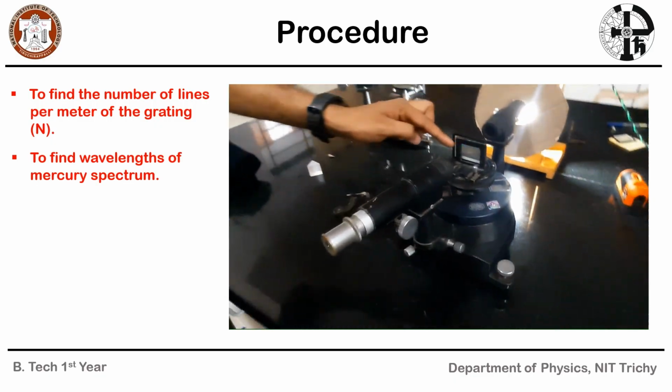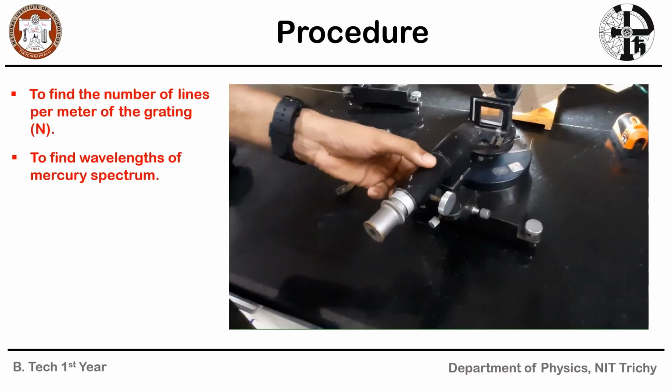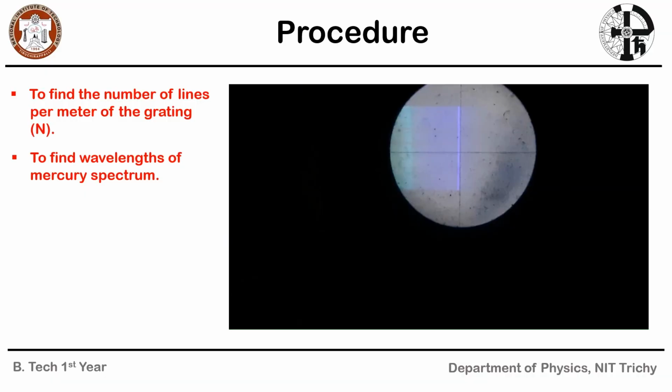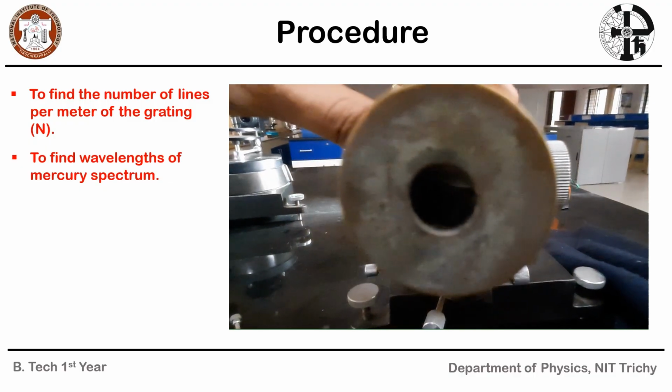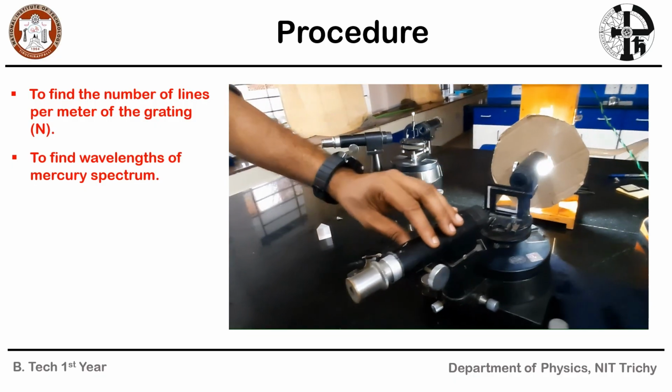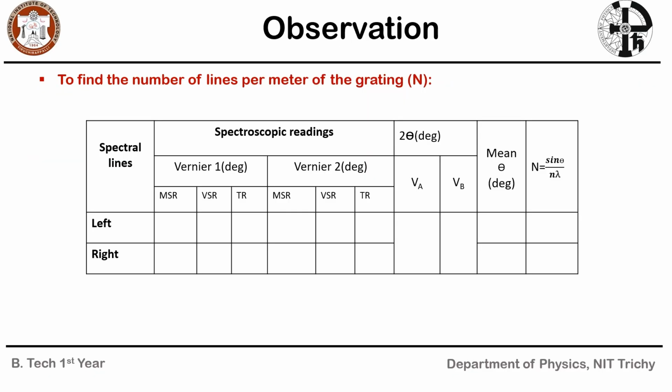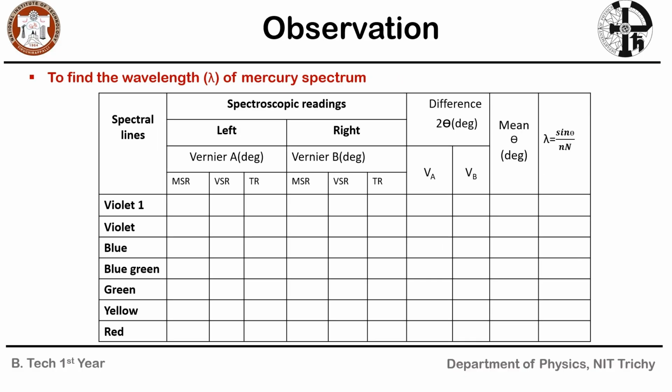that are violet, blue, blue-green, green, yellow and red. And you take the reading on both sides, that is on the left hand side as well as on the right hand side. This is the observation table to calculate the number of lines per meter of the grating, and for this you use the readings corresponding to the green color. This is the observation table to find the wavelength of mercury spectra.